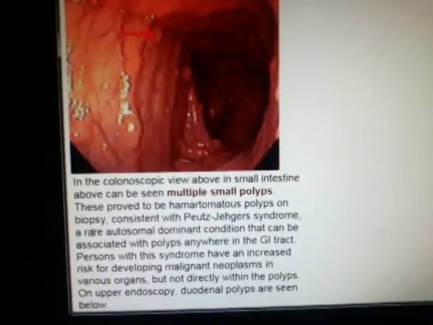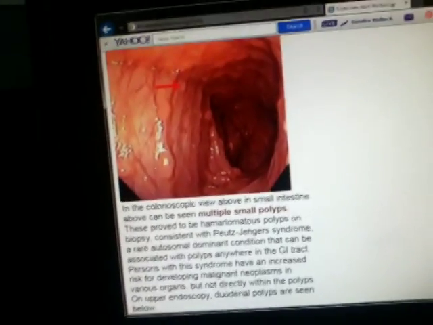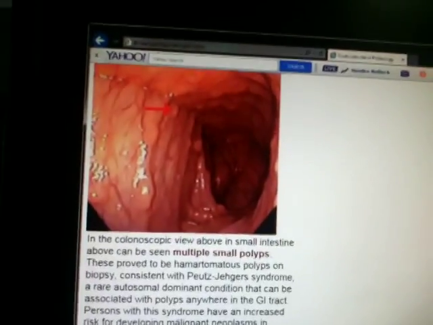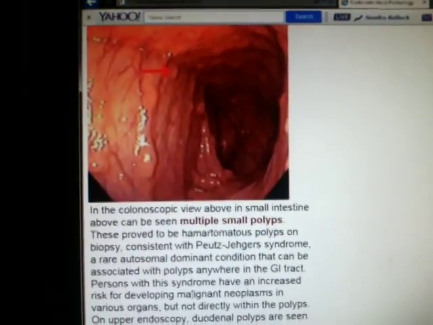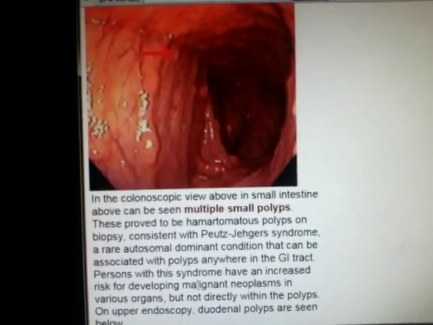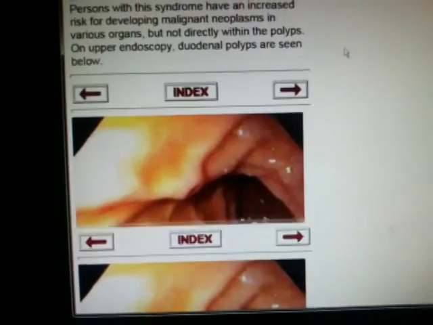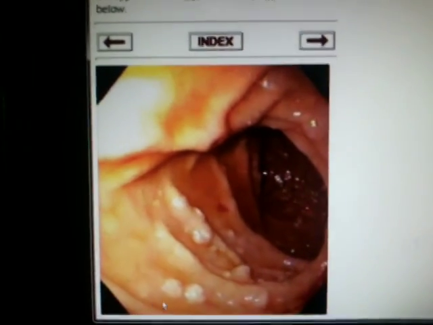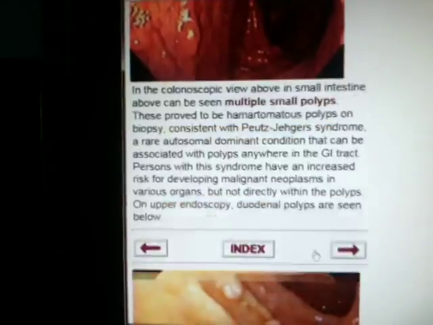This is a rare autosomal dominant condition associated with polyps that can be seen throughout the GI tract, and patients with this syndrome have a higher risk of also developing malignant tumor or invasive malignancy in the GI tract and also in other organs. This is another endoscopic appearance of the multiple hamartomatous polyps seen in this syndrome.